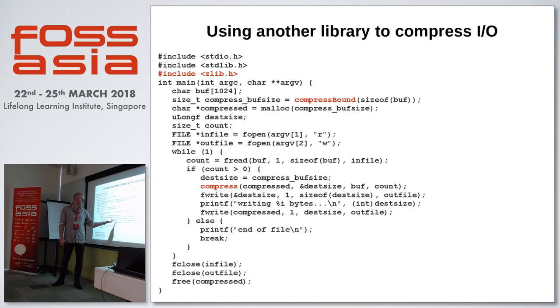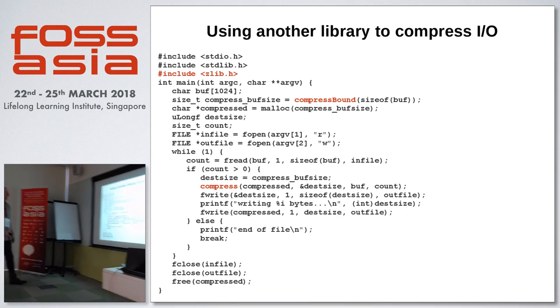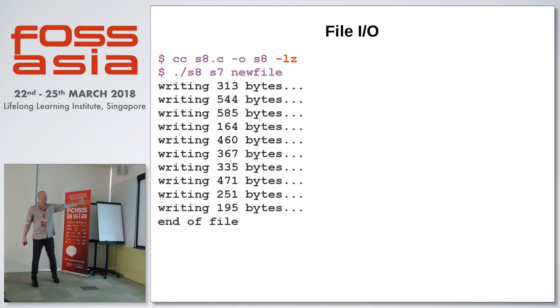We write out a size of destSize, which is in fact a long up here. And then we write the actual compressed data. So you're basically writing a small header, which is how big it is, then a blob of data, how big it is, blob of data, how big it is, blob of data, and so on. So you end up with something like that. So every time it writes out, not 1,024, but 313, 540. So you can see the compression of the file changes as you go. Different parts compress better or worse, et cetera, et cetera.